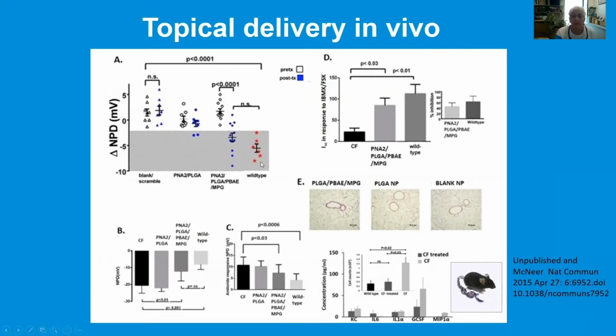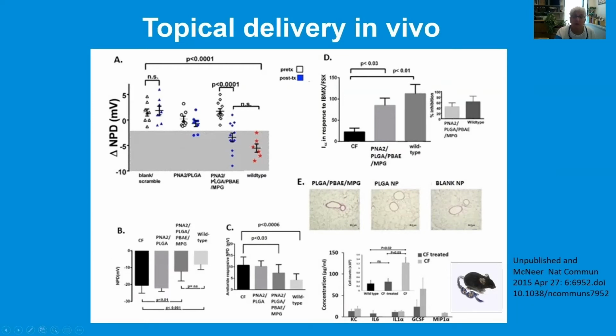And if you look here in panel A, this is a response to IBMX and forskolin. In a wild type animal, you can see this gray zone and these red stars show that you get good hyperpolarization here. In a CF animal, you don't. These are pre-treatment, open symbols, blue symbols are post-treatment. And so in our CF animals, if we treated them with a blank nanoparticle or a particle that had scrambled PNA in it, pre and post, there's no change in this lack of response that we would hope to see in PD if we had any correction.